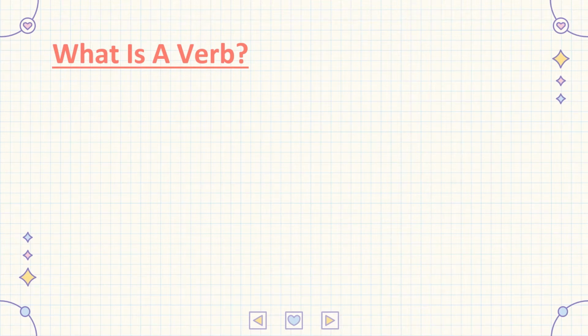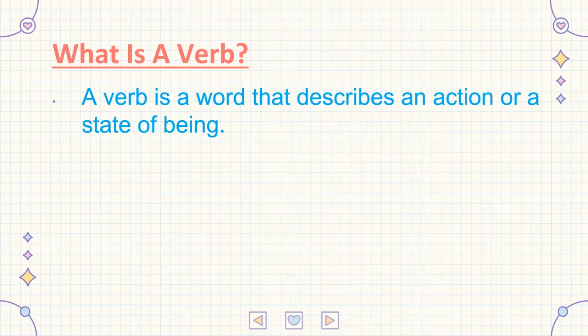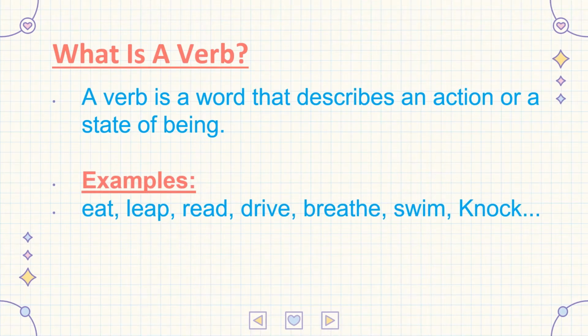Let's remember first, what is a verb? A verb is a word that describes an action or a state of being. Examples: eat, sleep, read, drive, breathe, swim, knock, etc.